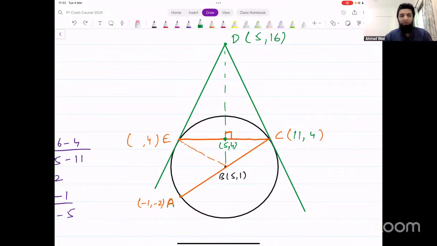And then all you have to do is look at how many units point C is from this point. So it's from 5 to 11. This length is 6 units. So on the left side as well, this length should also be 6 units. So this is 5. You subtract 6 from that, and the x coordinate here turns out to be -1.